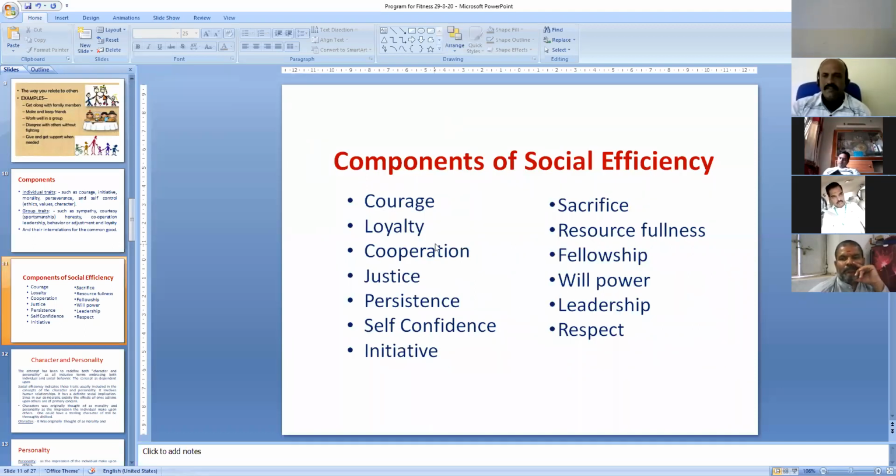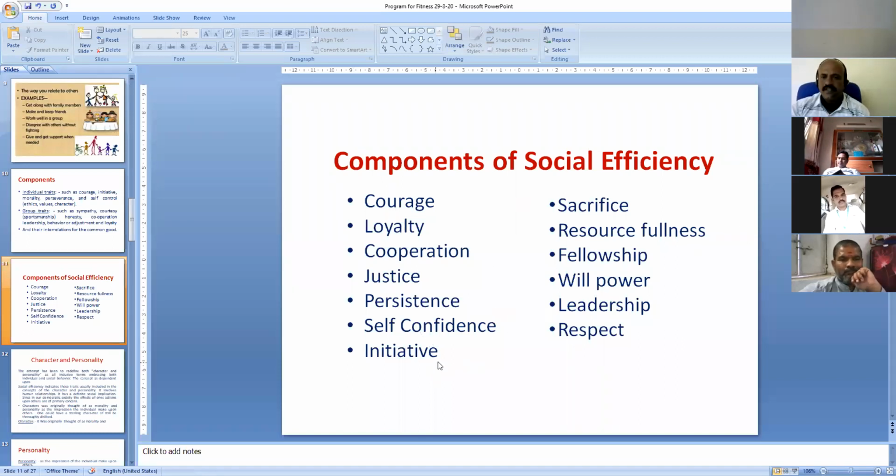And again, I am giving a list of qualities involved in social efficiency. That is courage, that means daring and willing, challenging mind. Loyalty: you should be very loyal to the people, the team and the friends. And justice: you don't go the wrong way, you always go the right way. The wrong way means cheating in sports or using drugs. All those things come under this one.